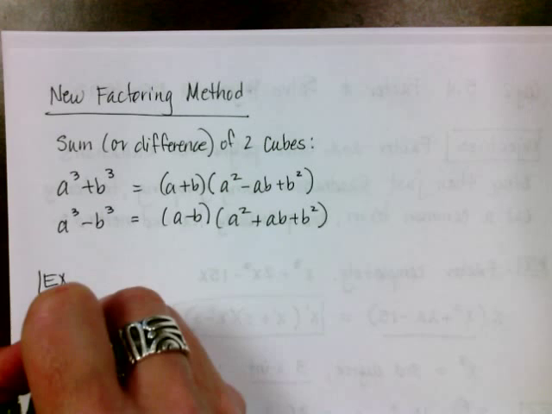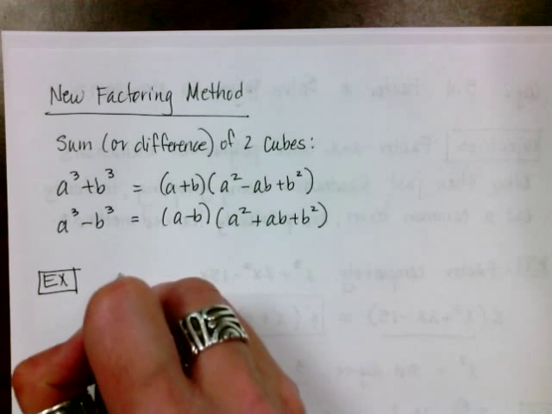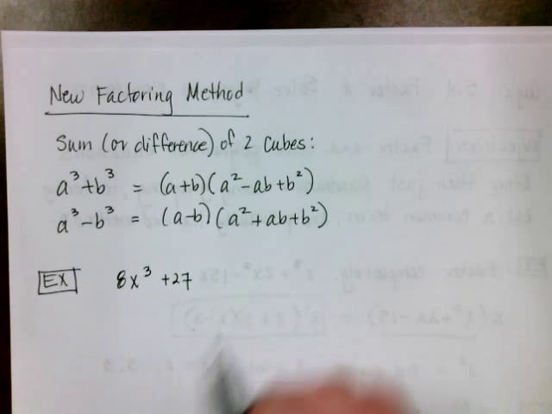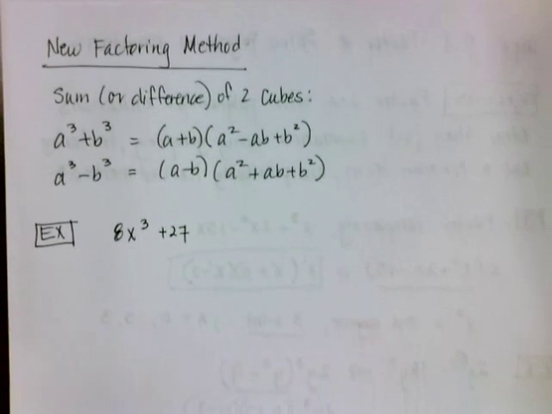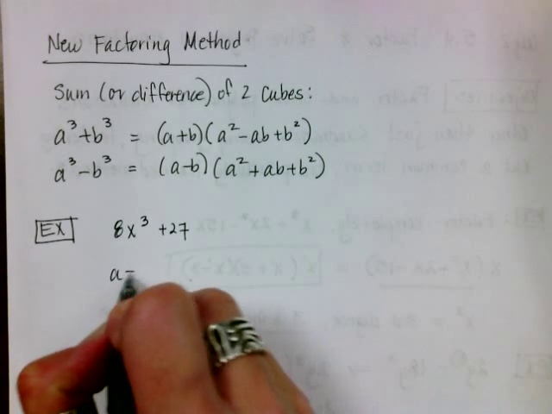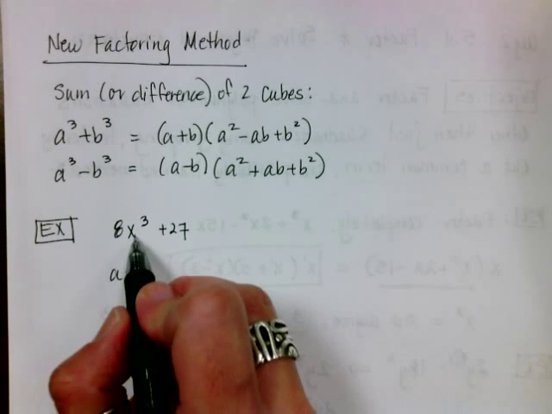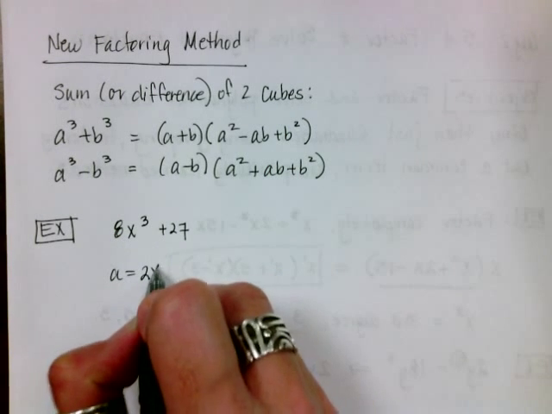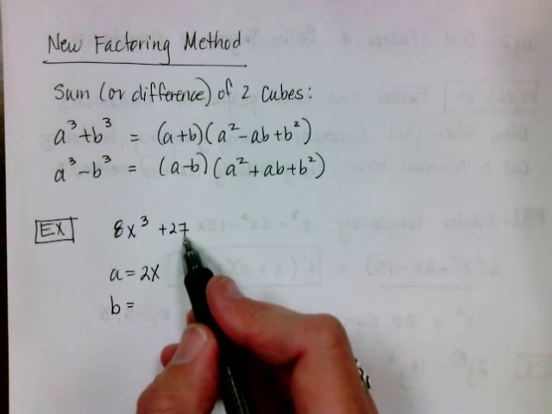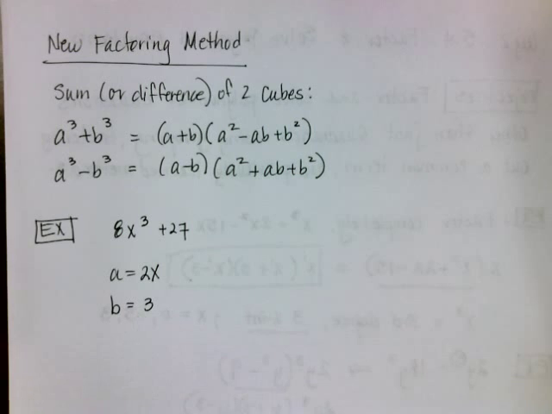So let's do a couple of examples with these. The first one is going to be factor completely. And this is what you're going to be given, 8x cubed plus 27. So notice that the cube root of 8 is going to be 2, and the cube root of x cubed is x, and then my b, the cube root of 27, is 3.